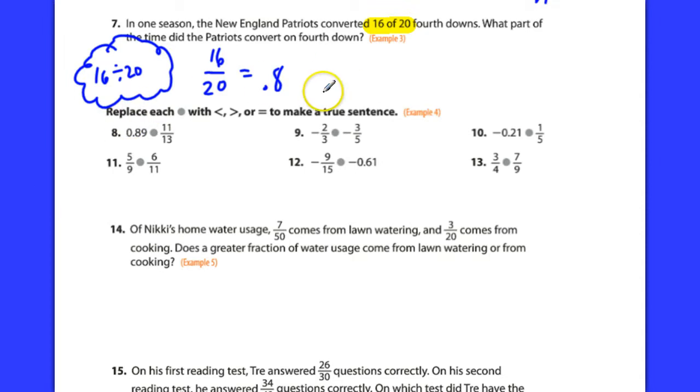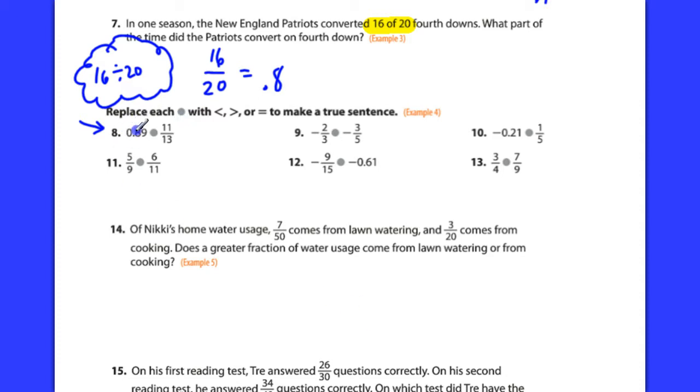We left off with question 7, so we are ready to get moving right here on number 8. It says replace each little circle with a less than, greater than, or equal to sign to make a true sentence. And what I would recommend you do here is to just change things to decimal, and I think that's going to be the easiest way to work these questions out.